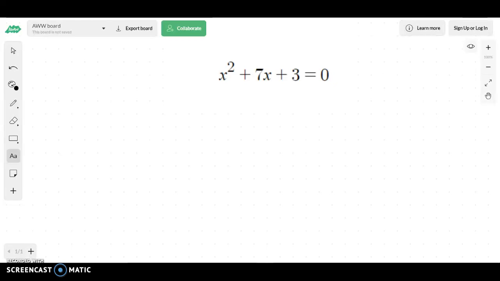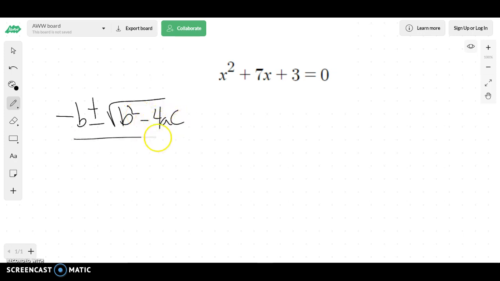Okay, so today we're going to learn how to solve this using the quadratic formula. And using the quadratic formula is pretty easy for this thing, as long as you know the quadratic formula, which is negative b plus or minus the square root of b squared minus 4ac all over 2a. And again, you'll want to know what your a, your b, and your c term is.